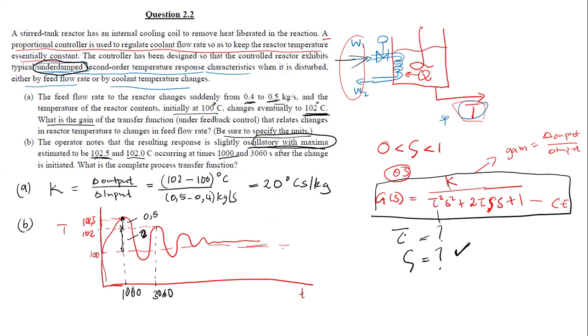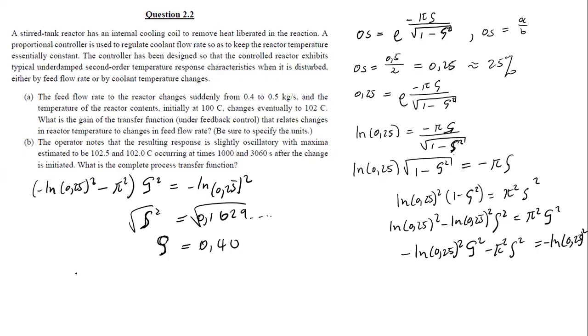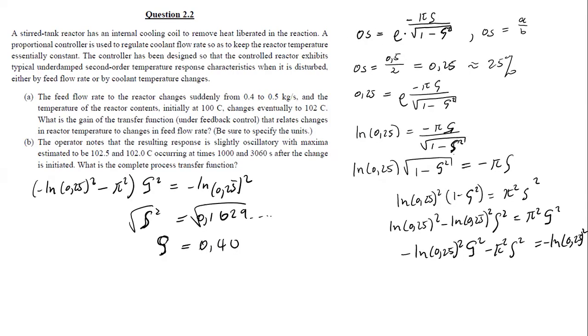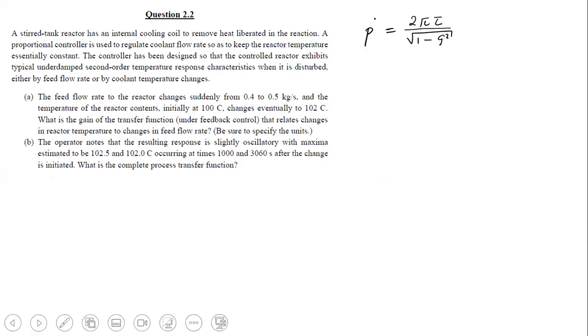So what is left is to determine the time constant. To determine the time constant, we're going to use the equation that says period is equal to 2 pi tau divided by the square root of 1 subtract dampening factor squared. This one that has the exponential, we use it for overshoot. And this one that has the tau and the dampening factor, we use this one.